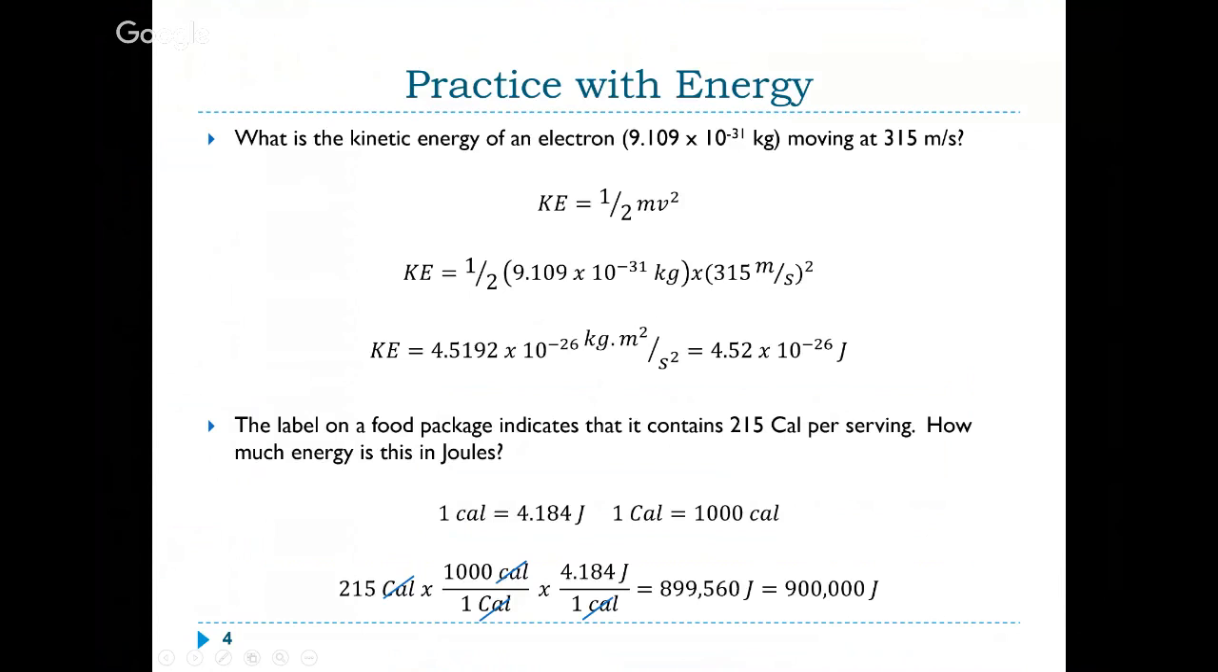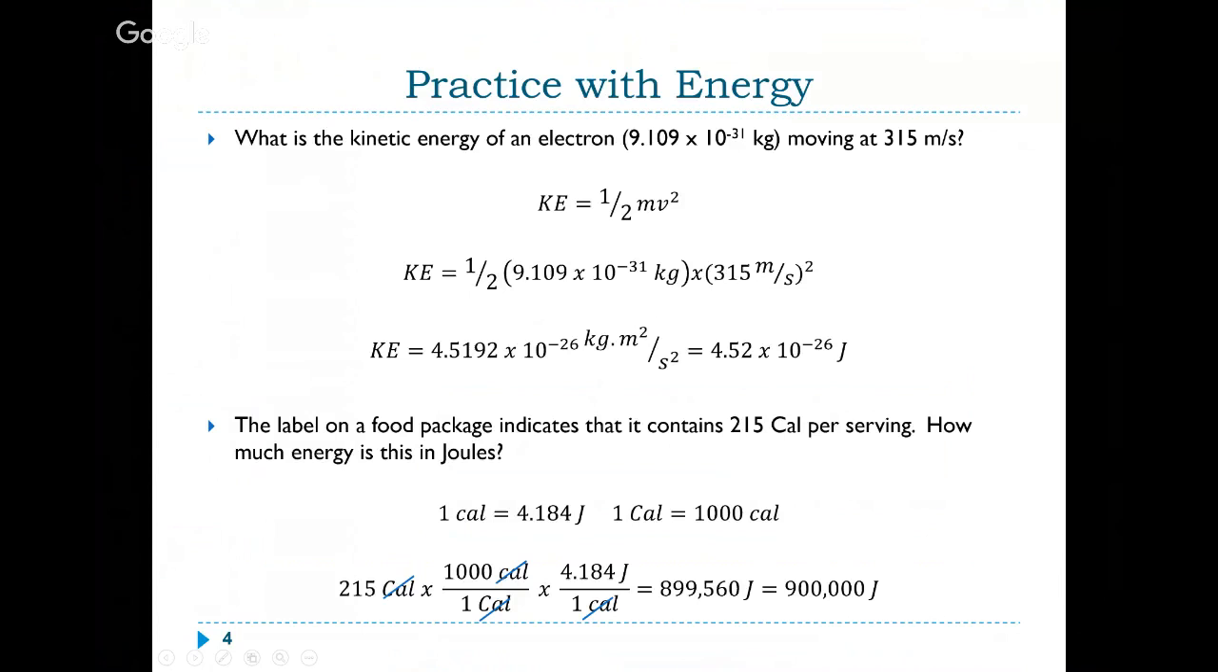The label on a food package indicates that it contains 215 calories per serving. So big C calorie is a food calorie, little c calorie is chemistry calorie. How much energy is this in joules? We have our conversions that say 1 little c calorie is 4.184 joules, and 1 big C calorie is 1,000 little c calories. So we set up our conversion to cancel out our big C calories into our little c calories to get to joules.